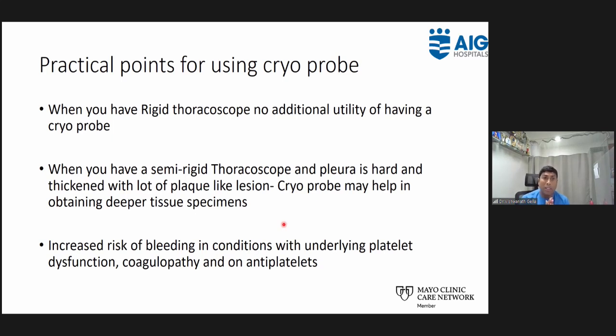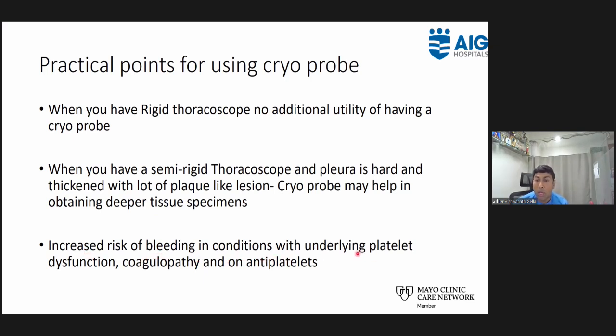So before we end our talk, I would like to share some practical points for using a cryoprobe. When you have a rigid thoracoscope, there is no additional utility of having a cryoprobe. But when you have a semi-rigid thoracoscope, and when you think that the pleura is hard and thickened with a lot of plaque-like lesions, cryobiopsy may help in obtaining deeper tissue specimens and larger samples. In most cases, the forceps supplied with the semi-rigid thoracoscope will be able to get good tissue biopsies sufficient for making a histopathological diagnosis, AFB cultures, and GeneXpert. However, when you feel that these kinds of thickened pleural lesions are there, this is where the cryoprobe may help in obtaining deeper specimens.